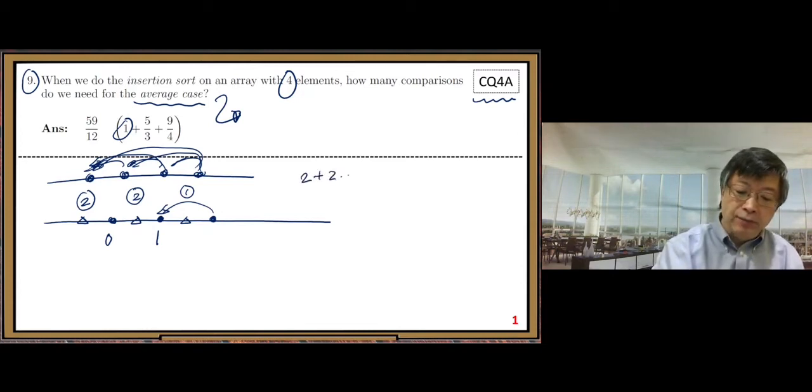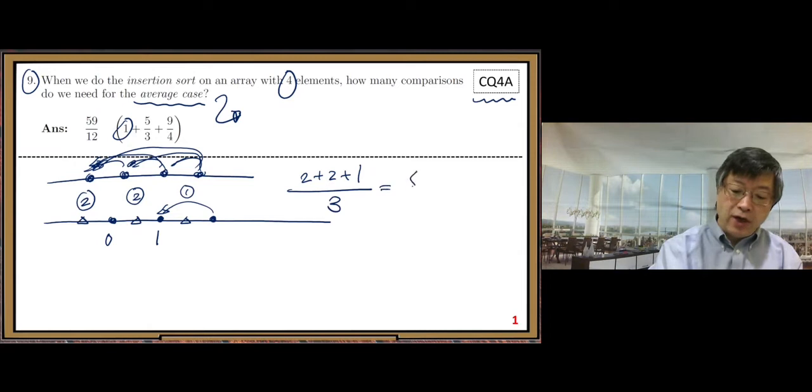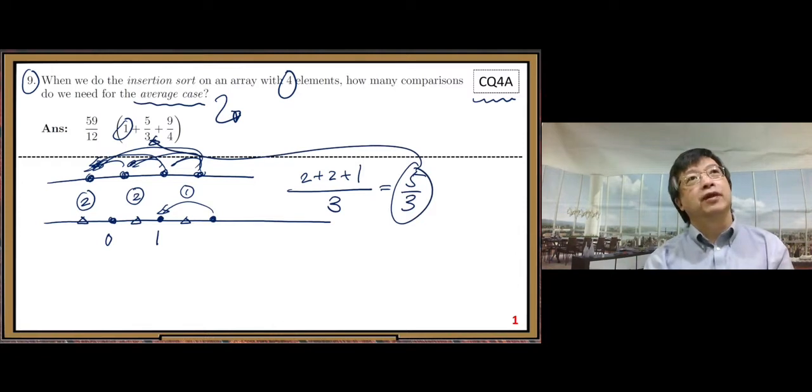2 plus 2 plus 1 divided by 3. Yeah, that's the total number of cases. So you get 5/3. Okay? So this number, the second term here. Right? Yes. So that's simple.